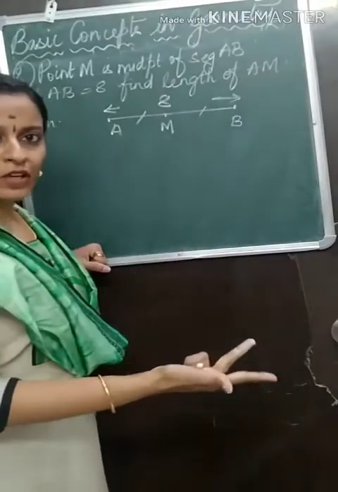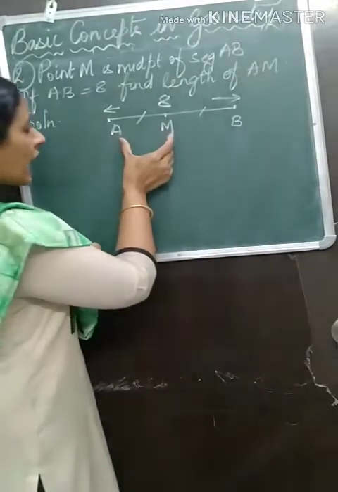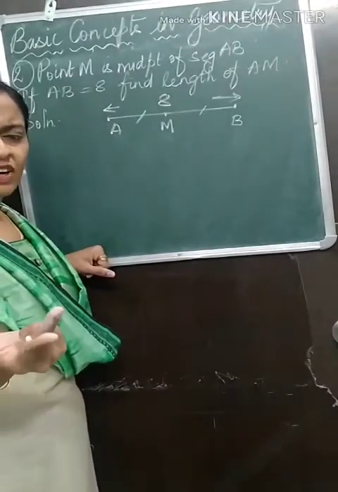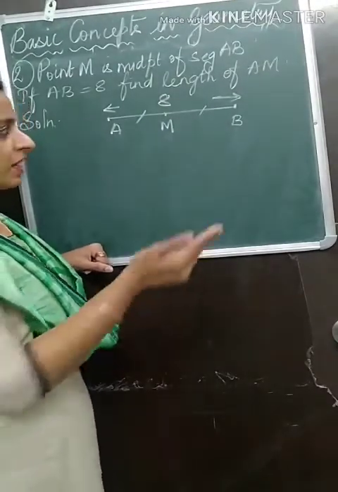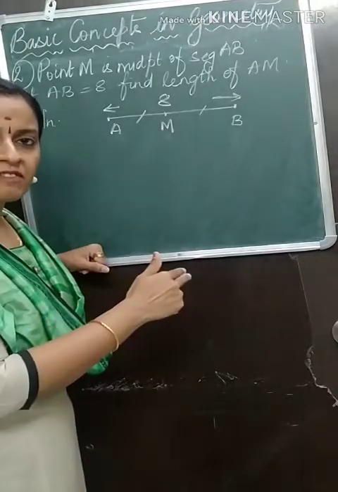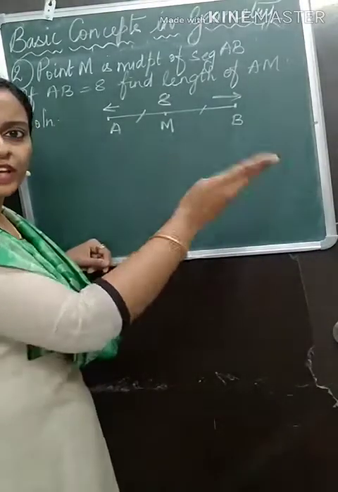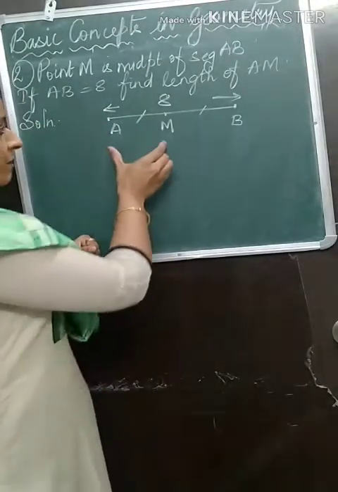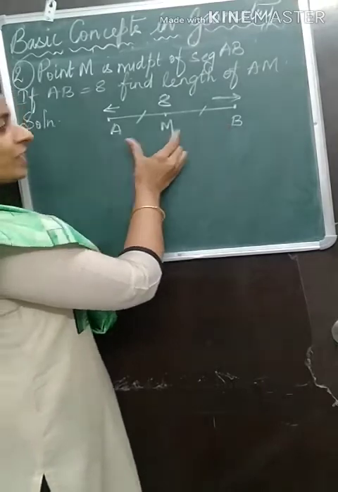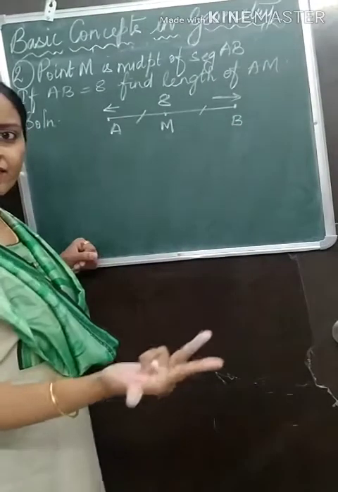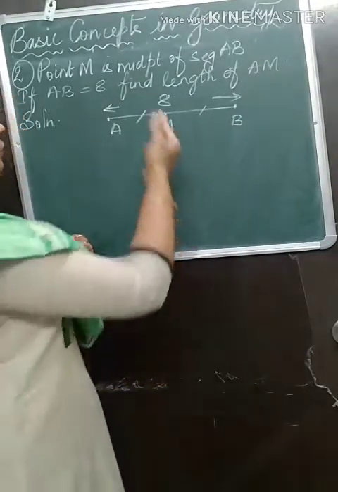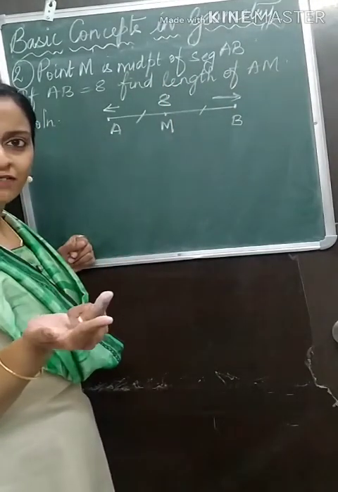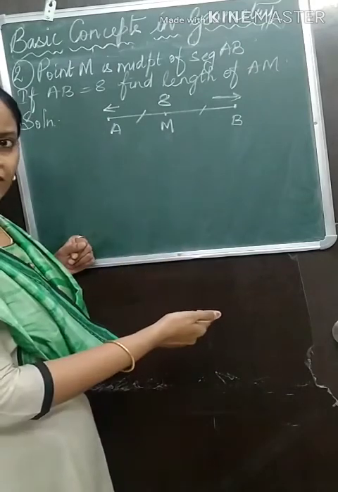M is the midpoint. So, how much will be AM or MB? Got the answer, no? If M is the midpoint, M is dividing segment AB into two equal parts. So, what is the half of 8? AM will be 4 and MB will also be 4. Easy? Now, what is the question? Find the length of AM. We already got it is 4. Let's solve it with the steps.